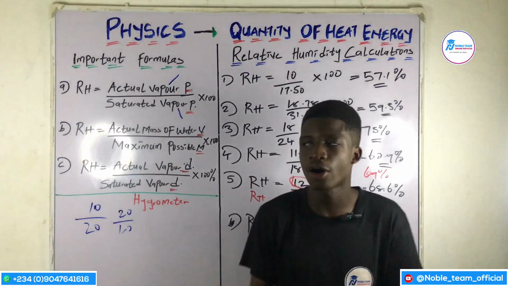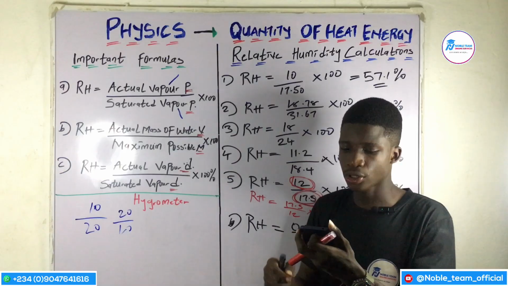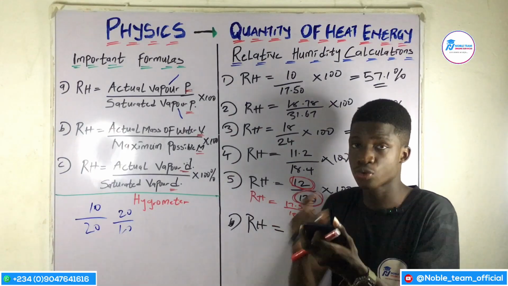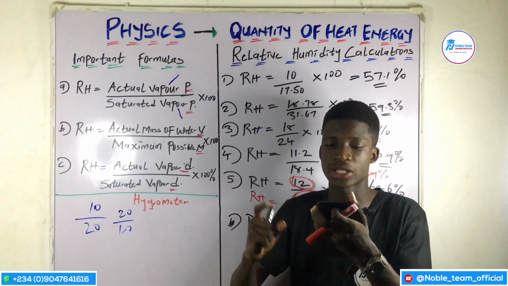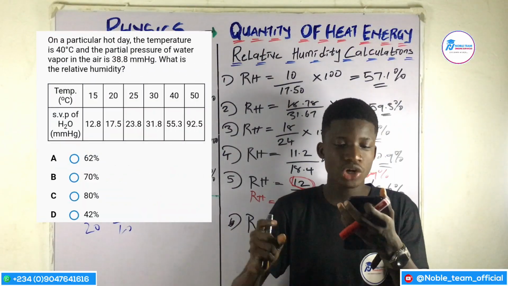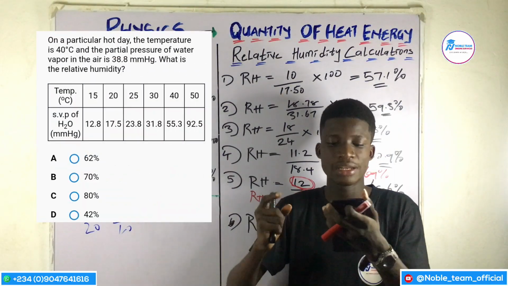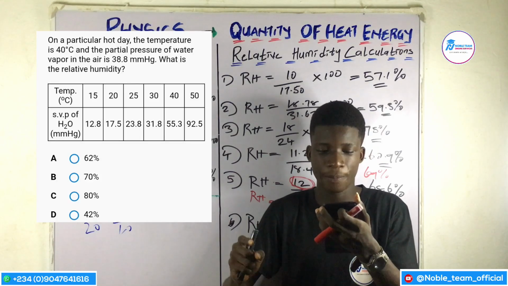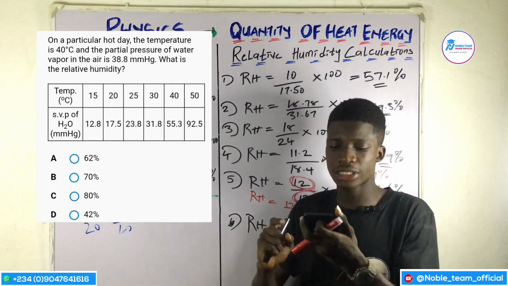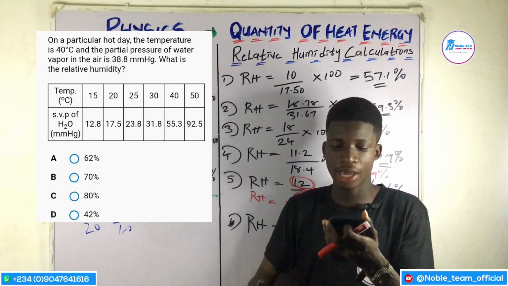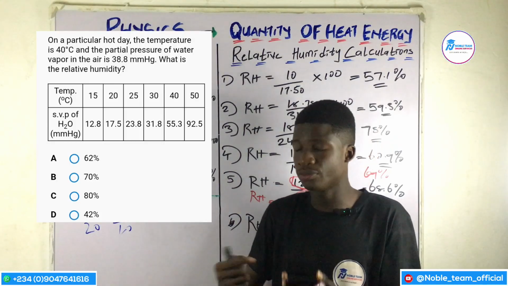Now let's solve another question. It will also appear on your screen. Question 7 says, on a particular hot day, the temperature is 40 degrees Celsius and the partial pressure of the water vapor in air is 38.8 millimeter mercury. What is the relative humidity? We have been asked to get the relative humidity.